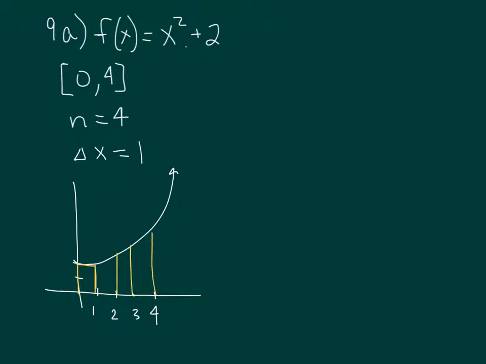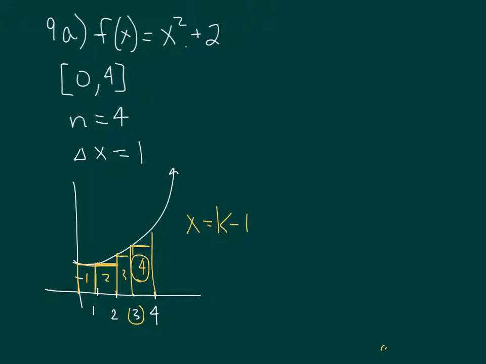So when k is 1, I'm starting with x equal to 0. When k is equal to 2, my rectangle is defined by the left-hand side, right? So I'm using x equal to 1. When k is equal to 3, I'm using x equal to 2. When k is equal to 4, I'm going to use x equal to 3. So what I can see is that my x value is always 1 less than my k value. So x is k minus 1.